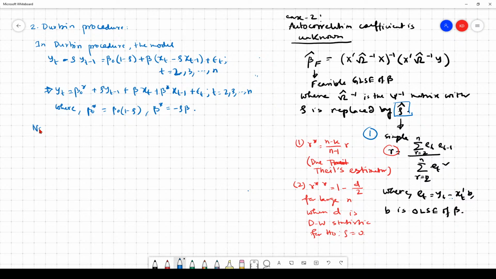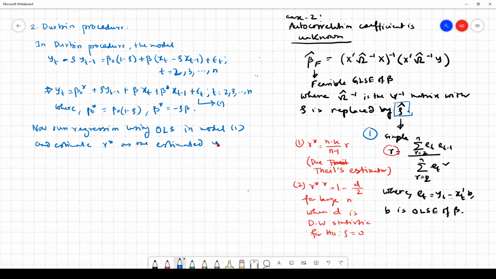Now run regression using OLS in model 1 and estimate rho as the estimated coefficient of yt minus 1.